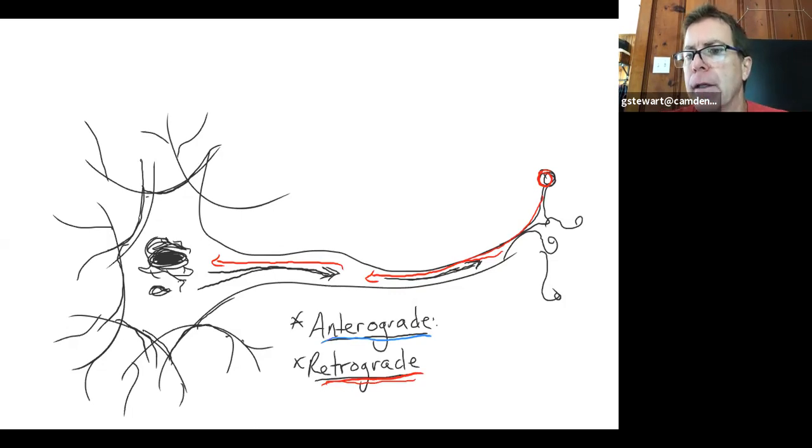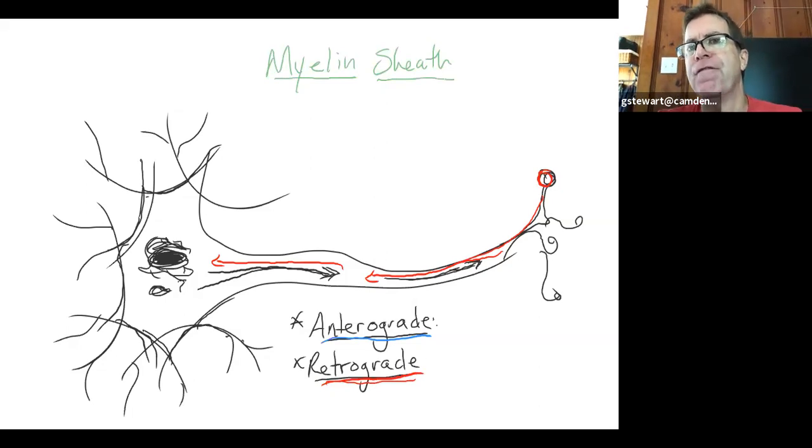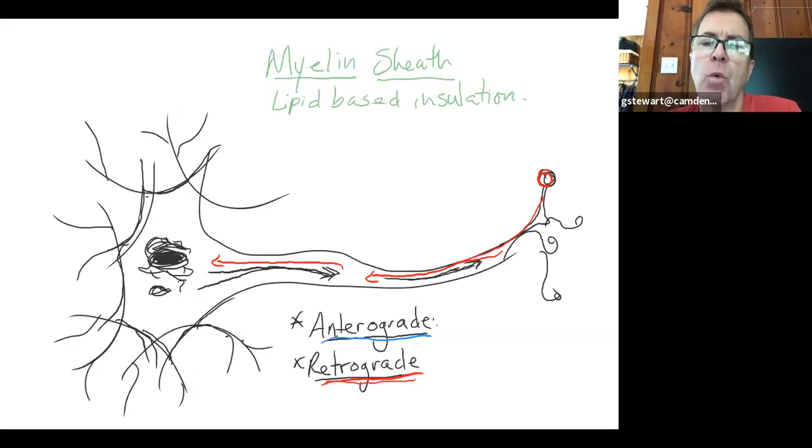Now, I need to talk about the myelin sheath. We mentioned that when we were talking about neural glial cells. Myelin is just an insulator, a fat-based insulator. So I'm going to write lipid-based insulation that's created by oligodendrocytes in the central nervous system and Schwann cells in the peripheral nervous system. And it wraps around this insulation or these cells.